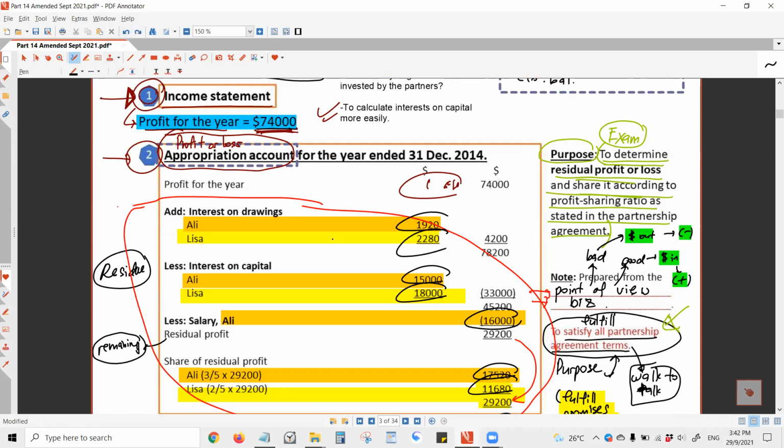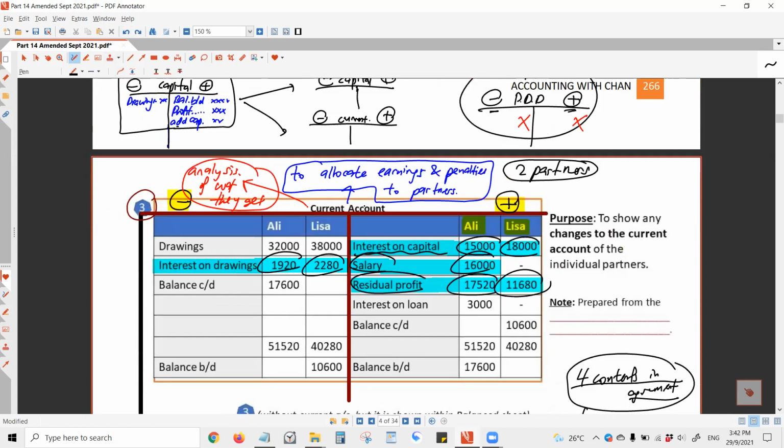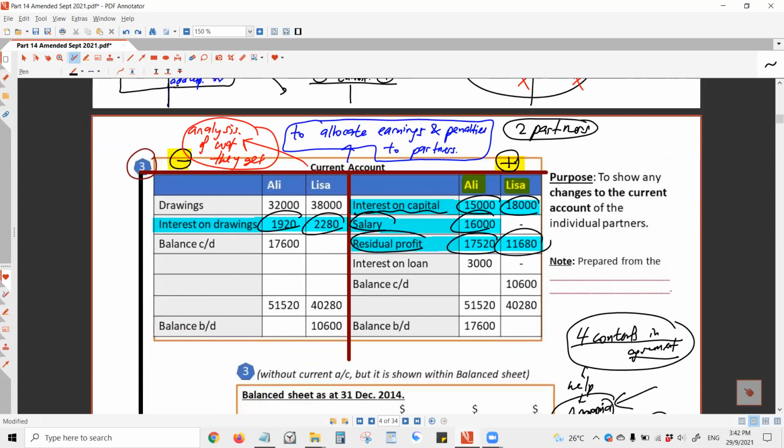Okay, now I know you see that a few items here are not from the appropriation account. A few items here in the current account are not copied down from the appropriation account, and they are these things: drawings, interest on loan from partner. Yeah, you add two words here which I left out: interest on loan from partners. So for these two things, you may have to remember separately. You have to remember that these two things are also in the current account and I must include them.